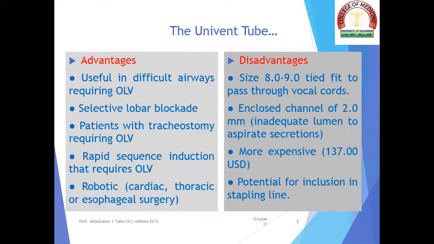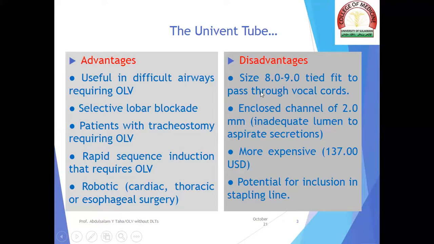So what are the advantages and disadvantages of the Univent Tube? The advantages: it is useful in difficult airways requiring one-lung ventilation, useful in selective lobar blockage, and also useful in patients with tracheostomy requiring one-lung ventilation, and in rapid sequence induction that requires one-lung ventilation. And finally, it is useful in robotic, cardiac, thoracic, or esophageal surgery.